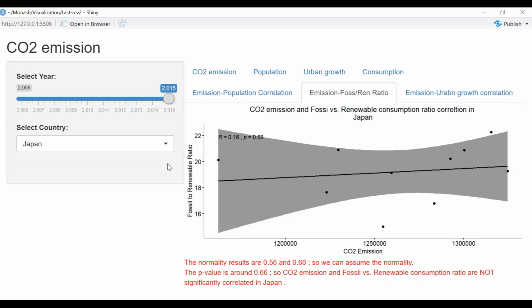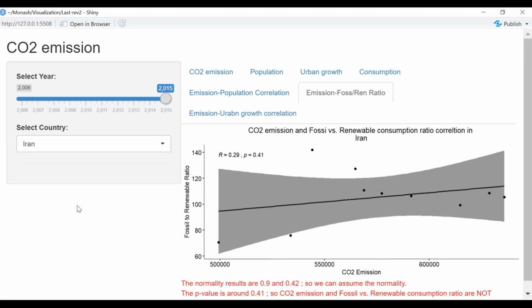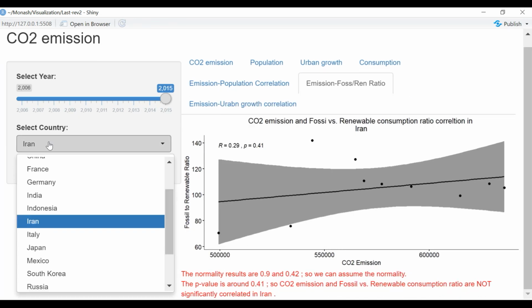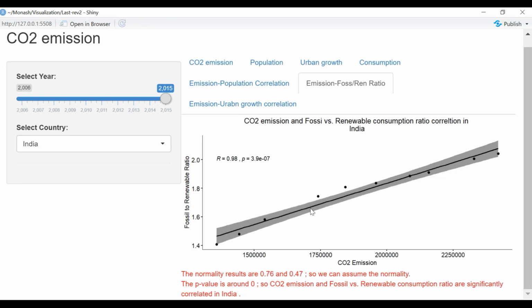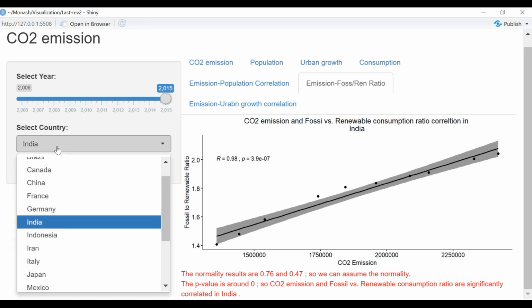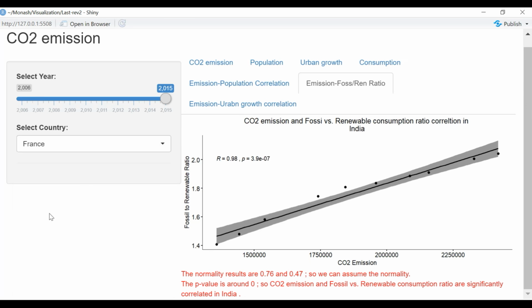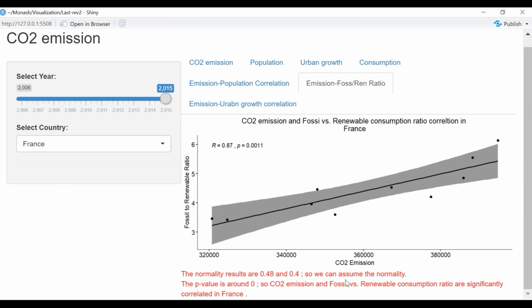So in the case of Japan, there is no significant correlation. Let's jump into, for example, Iran again. There is no significant correlation. Looking at India, there is a major and significant correlation here. It means that by the increase of the ratio of fossil to renewable, there is a significant change in the carbon dioxide emission. We can take a look at a European country like France, and there is again a significant change that when you change the ratio of fossil to renewable, carbon dioxide emission is going to increase.